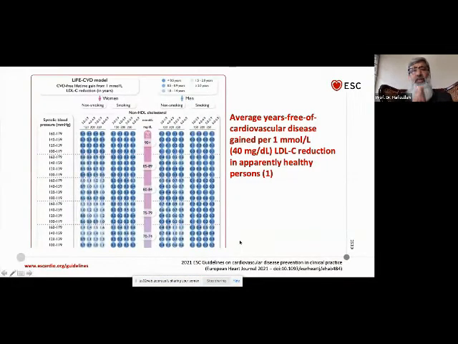Now, this is a very interesting data that has been presented for the first time. This actually calculates the average years free of cardiovascular disease on reducing cholesterol by 40 milligram. So if you look at this non-HDL cholesterol, they're not talking about LDL, but non-HDL cholesterol. And if you look at the cholesterol over here, this gives you the number of years that you can save in people like this.